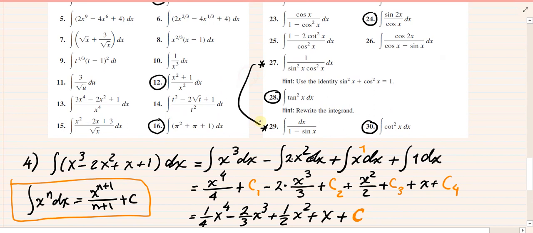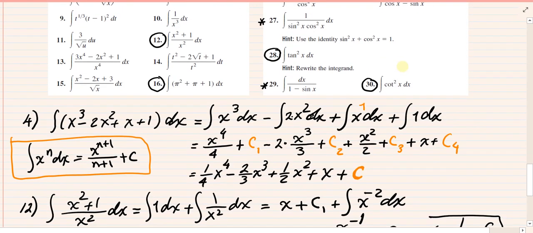I have a couple of star ones here. Number 27, there's a hint: use this identity instead of 1. So in the numerator, instead of 1, right in here, use that expression. And then try sine squared divided by this, cosine squared by the denominator, simplify and see what happens.